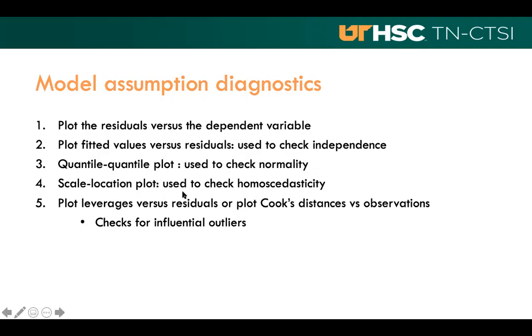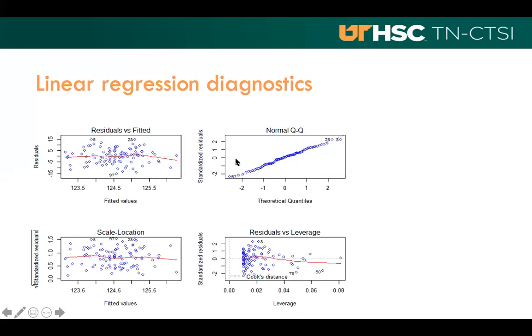The scale location plot is another plot that we use to check constancy of the variance of residuals, or homoscedasticity. Another one is plotting leverage versus residuals, or plotting the Cook's distance versus observations. The last one is to check for influential outliers. So these four figures are what we can usually output from the model used for linear regression analysis.